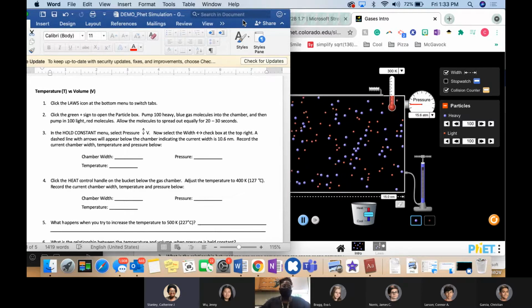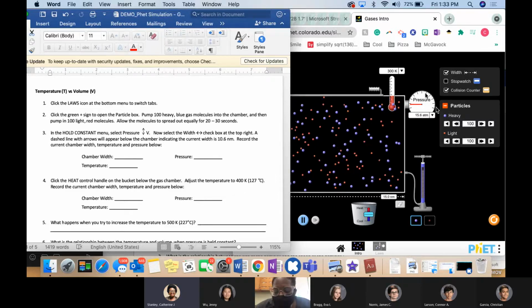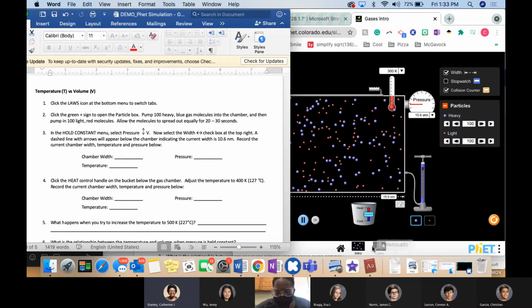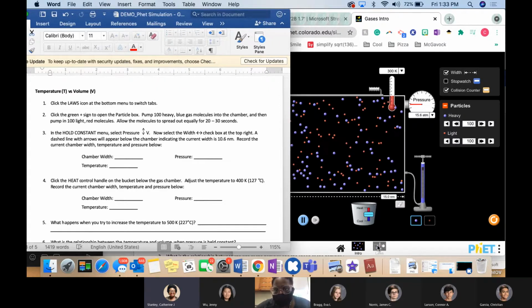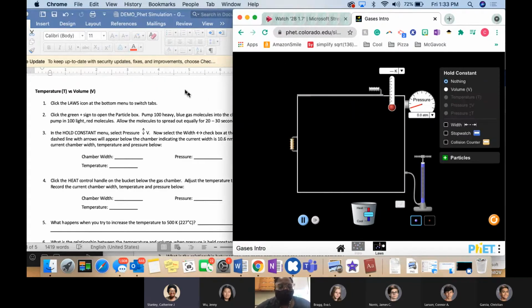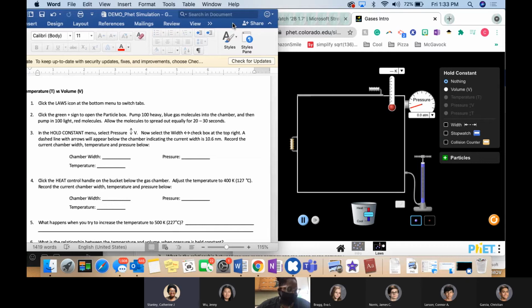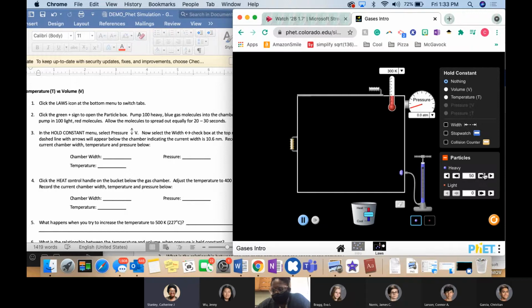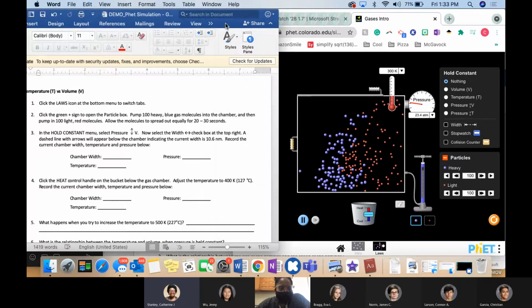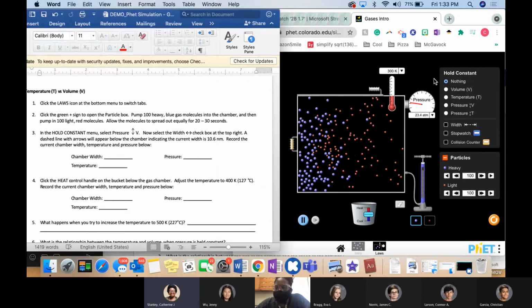Okay, temperature versus volume. All right, now we got to click the laws button at the bottom of the window. This is important. If you don't do this, you won't find it, and then you'll be like, Miss Stanley, I can't find it, and I'll be like, it's right there. Okay? Click laws. Click the laws icon to switch tabs. Click the green plus sign. Pump 100 heavy, 100 small. Let them spread out for a second.